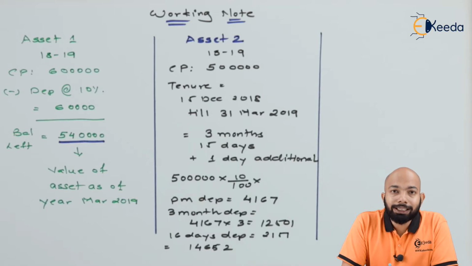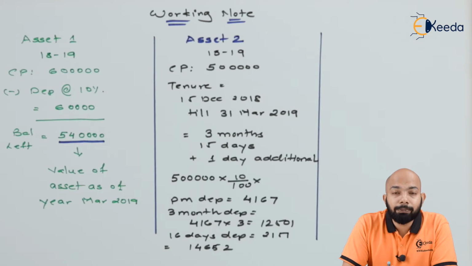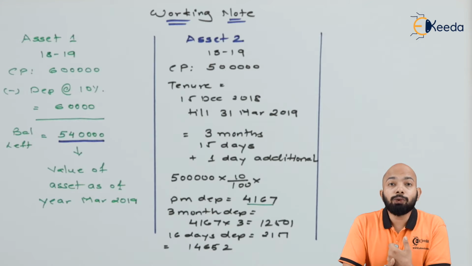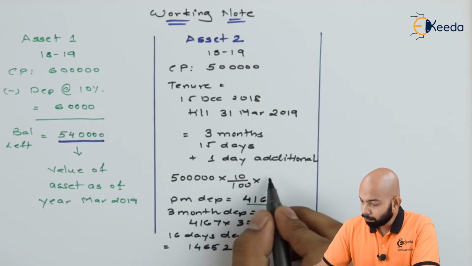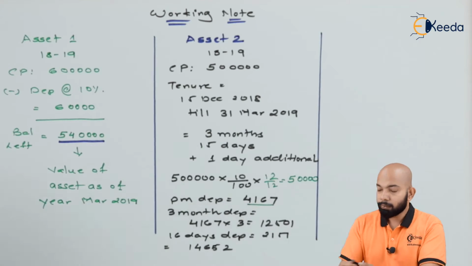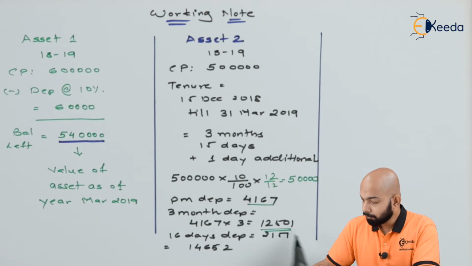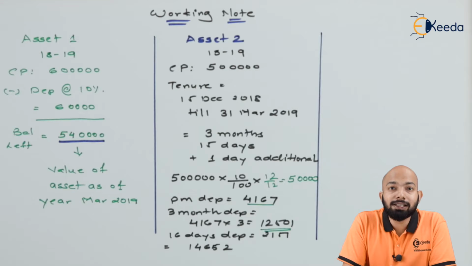What we have to figure out in this specific asset calculation is the total depreciation for 12 months, which is 5 lakhs multiplied by 10%, which gives you 50,000. If you divide 50,000 by 12 months, you get per month's depreciation, which is 4167 rounded off to the nearest digit. Now 4167 being per month's depreciation, if you use this for 3 months, it will give you 12,501 as the depreciation.